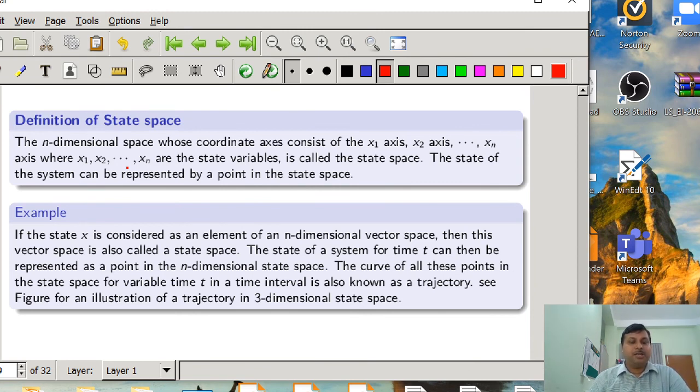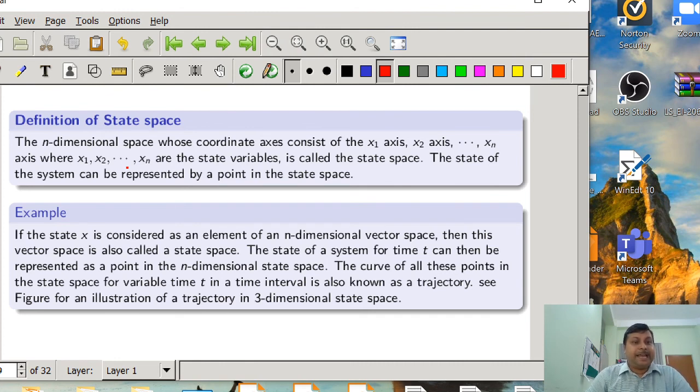Means you can imagine that when we have two state variables, that is the voltage and current, they can be represented as two axes in a space. Suppose the x1 axis is the voltage and the x2 axis is the current. Now these two are the coordinates of the state space, and the state of the system can be represented by a point in the state space.